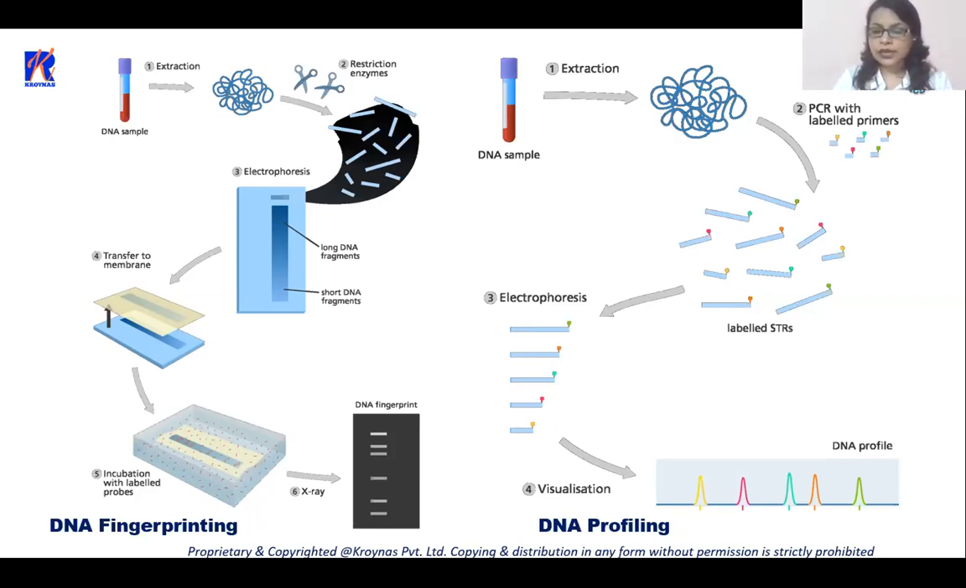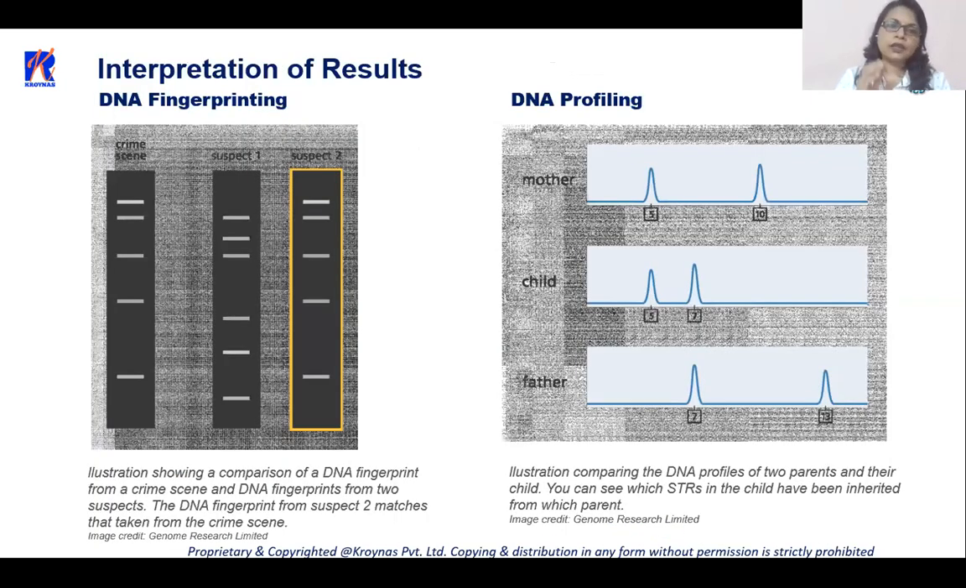If I tell you the results, this is how we come to the point I was telling you about, that we have to do result interpretation. So if you see this, you have a sample here and you did DNA fingerprinting, and there were two suspects. You can see it entirely matches the crime scene sample and the suspect. So you can go ahead and say, okay, this is the one, this is the criminal.